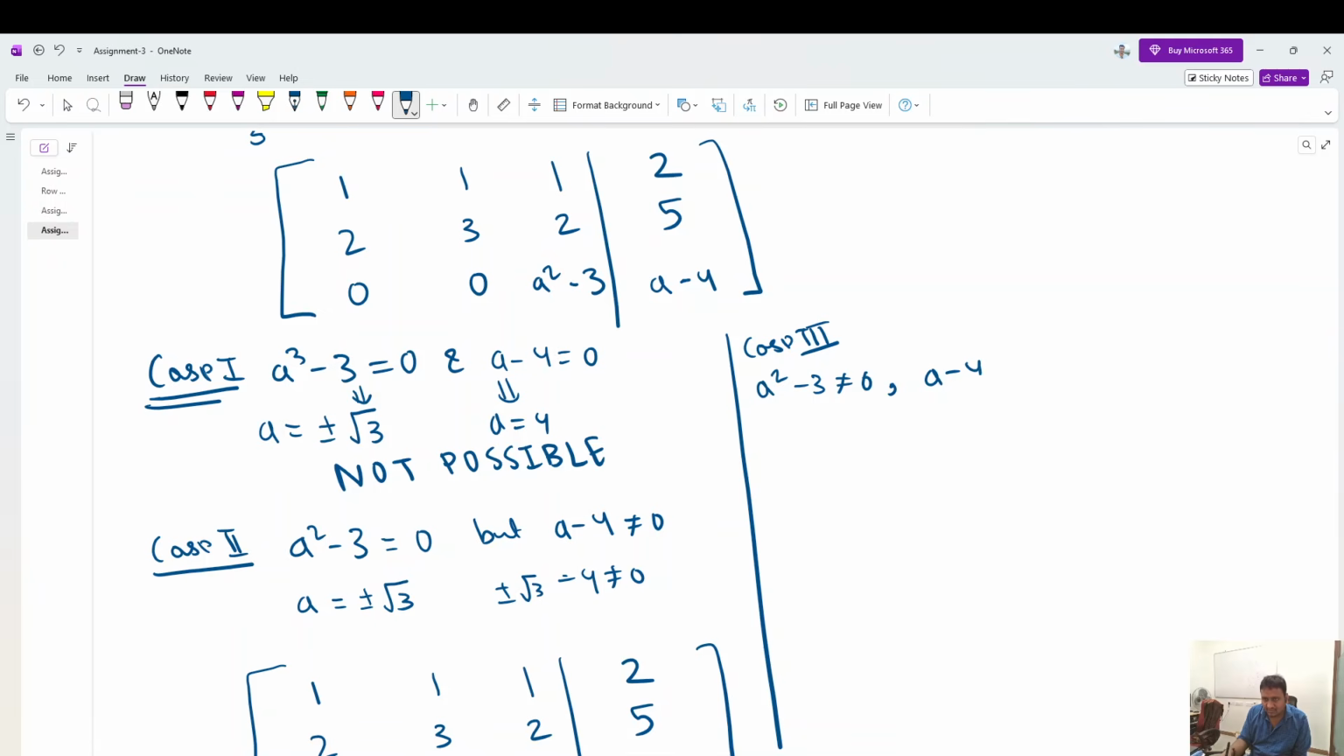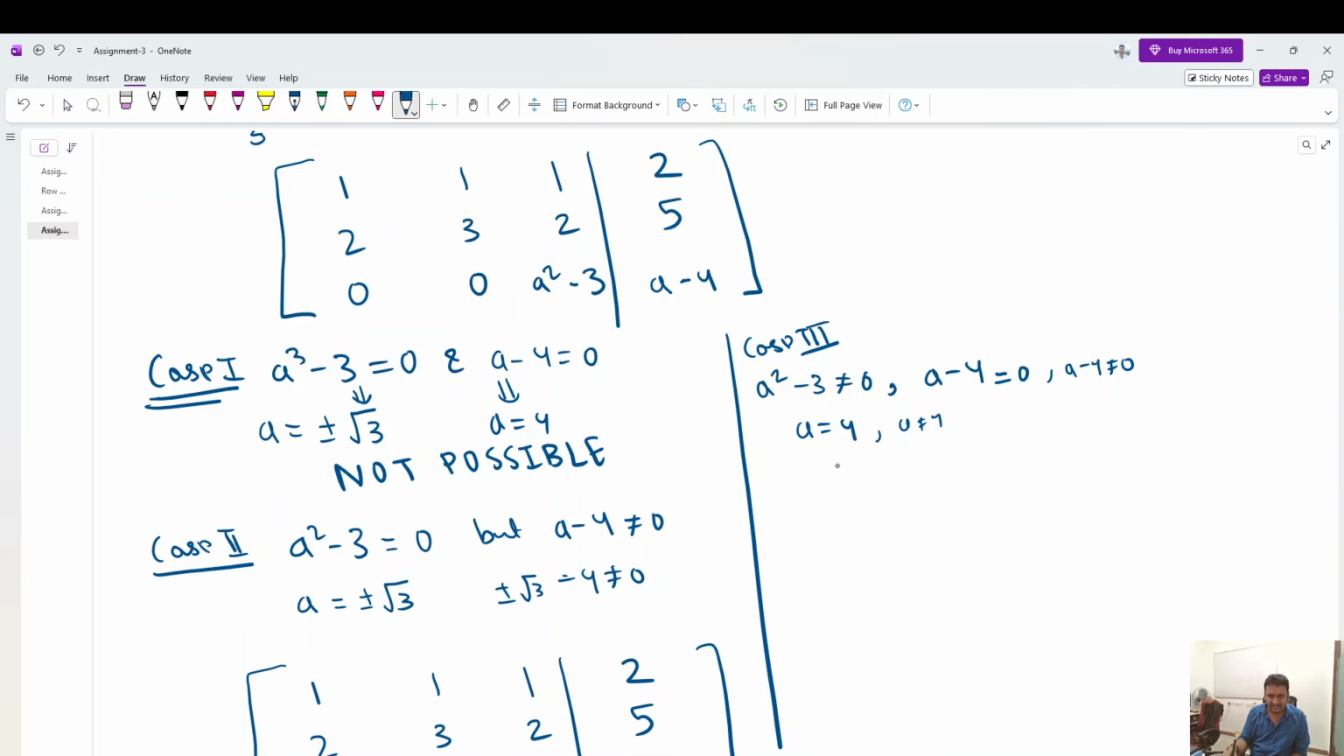What about a minus 4? This can be 0, right? It can be 0, meaning a is equal to 4. Let us see what you have in that case. Or it can be non-zero, right? A can be 4 or a cannot be equal to 4. Basically, this can take any value.